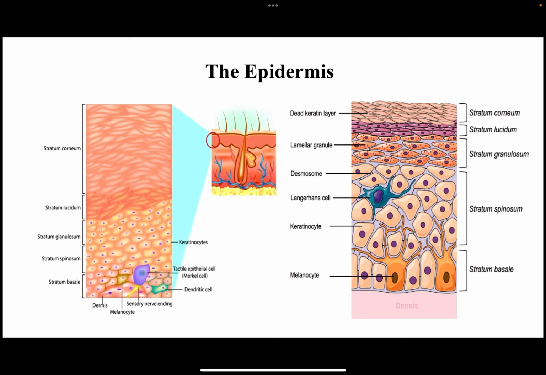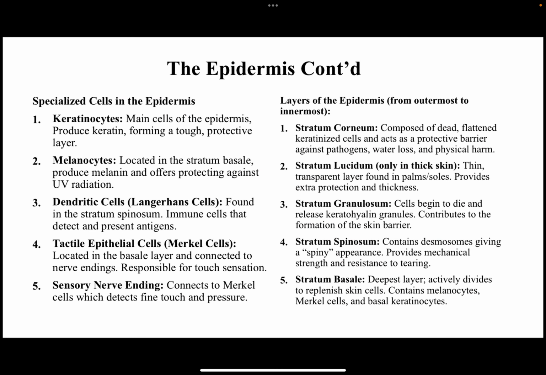Is that okay? So you need to understand the distribution of the layers, and then the cells that are within these layers. Good. So that is it.